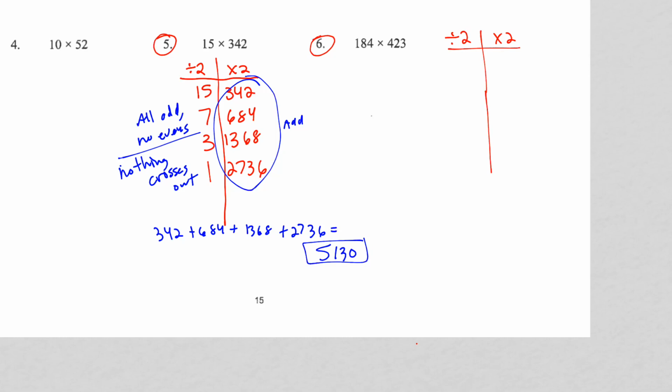So 184, 423. So if we cut this 184 in half, we get 92. Cut that in half, we get 46. Cut that in half, 23. Cut that in half, you get a decimal, drop that decimal. Divide this by 2, you get another decimal, drop it off until you get to 1. When you get to 1, you're going to stop. And then you're going to fill out the rest of the right side. So if you double that, you're going to get 846.